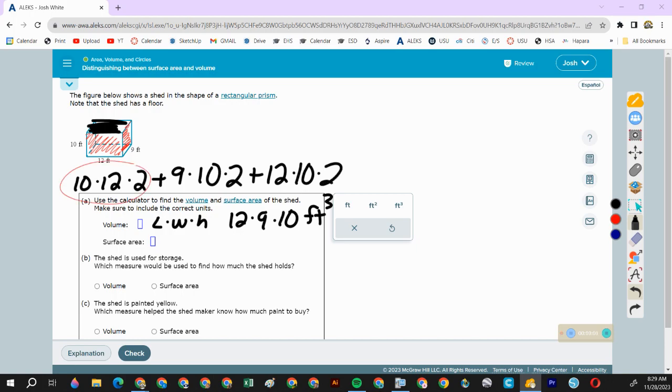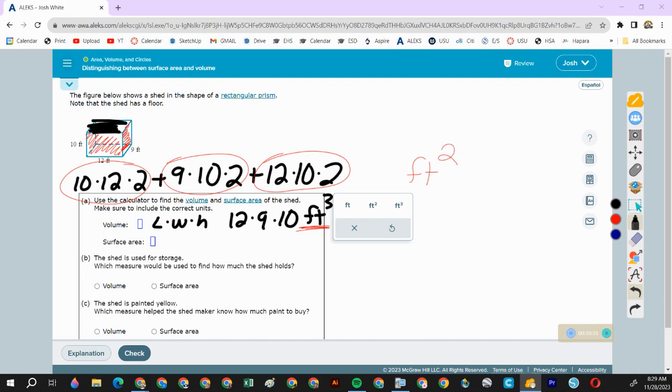So this is the area of the front and the back. This is the area of the left and the right. This is the area of the top and the bottom. And then you just add them all together. And my answer is not going to be in feet cubed. It's going to be in feet squared.